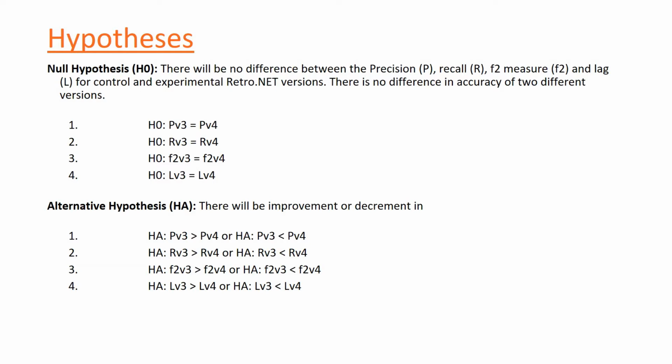So our null hypothesis was that there won't be any improvement in precision and recall in both tools. And our alternative hypothesis was that there will be improvement or decrement in both versions of retro.net.